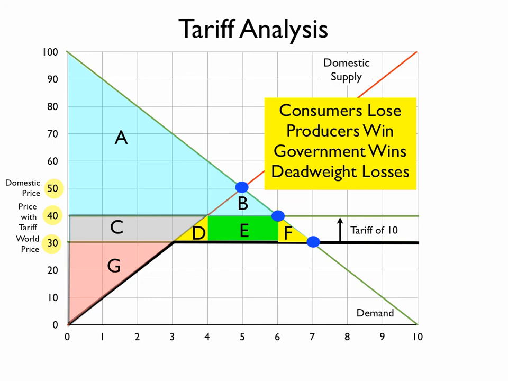D was lost to deadweight loss. E actually represents the tariff, or the tax on the imports that the government receives. And F is also deadweight loss. In conclusion, we can note here that the consumers have lost. The producers win C. The government now receives E, and the deadweight loss area is D and F.